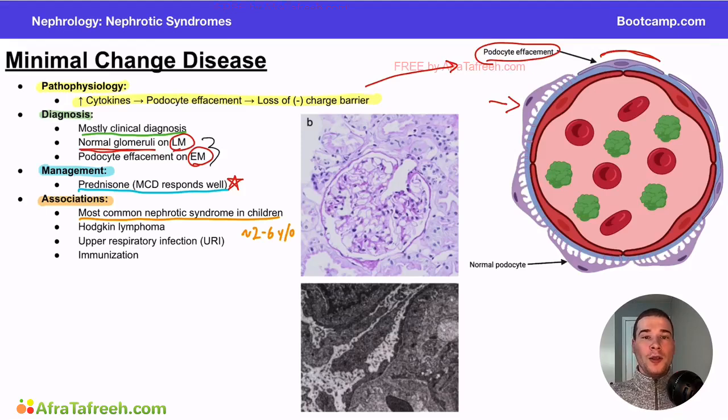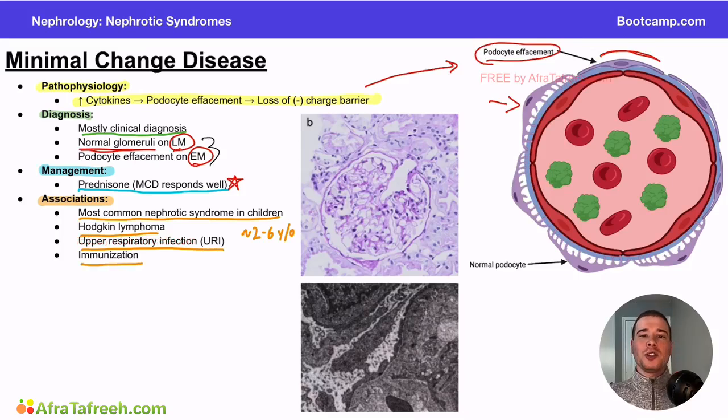It's important to know that in the real world, of course, this can still present in adults, but oftentimes when they ask you questions on board exams, they're really focusing on a classic presentation. And the classic presentation is a child presenting with minimal change disease, they're given prednisone, and they get better. Some other key associations include the association with Hodgkin lymphoma, upper respiratory infections, or immunizations.